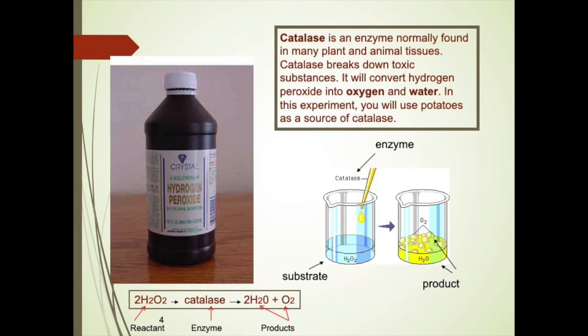In our experiment, we'll be working with an enzyme known as catalase. And catalase is normally found in eukaryotic cells such as plants and animals. It can also be found in some bacteria cells, but it will convert hydrogen peroxide into oxygen and water. So hydrogen peroxide is H2O2, and catalase basically cleaves that extra oxygen from the water molecule.